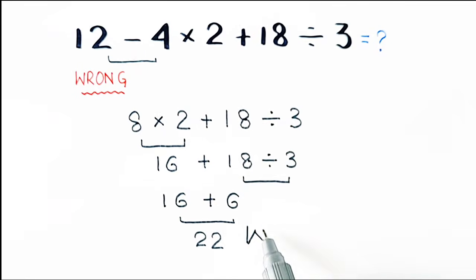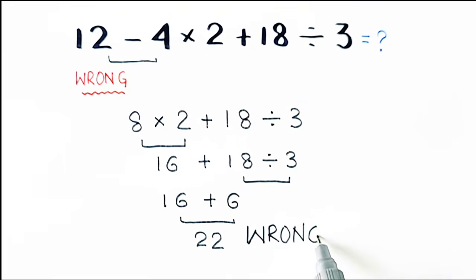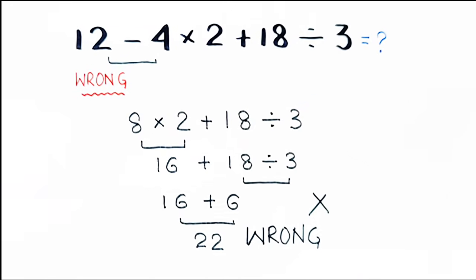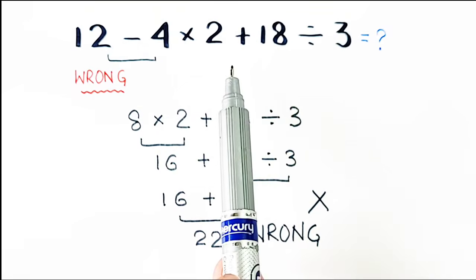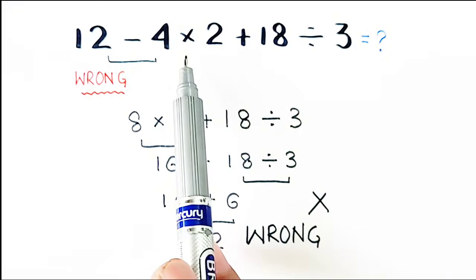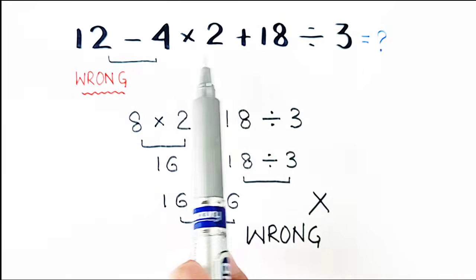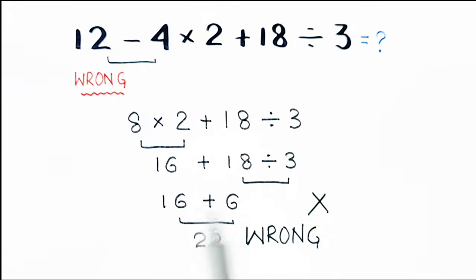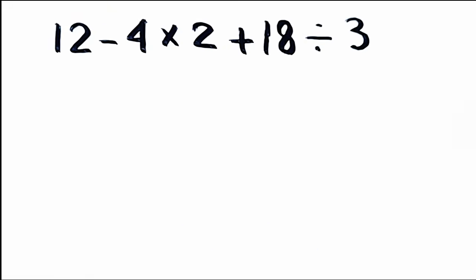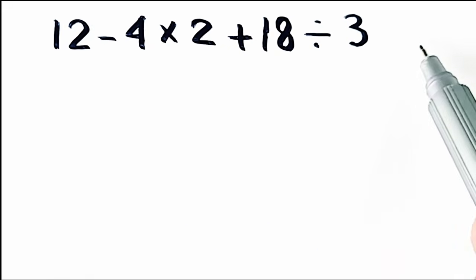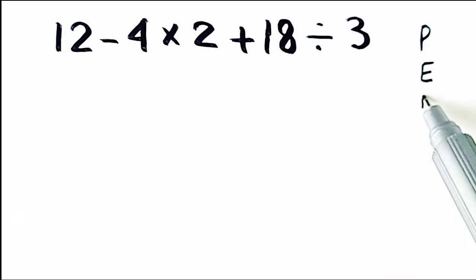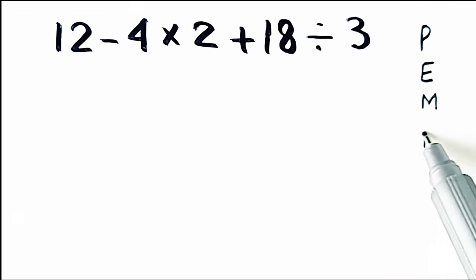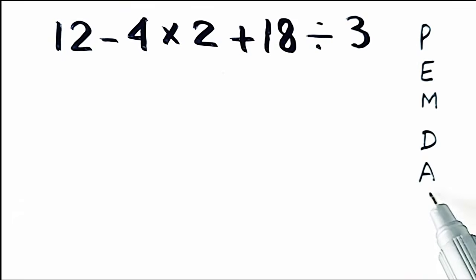But remember that this whole method is wrong. It means we have to resolve this question and follow order of operation, because we have multiplication and division which has priority over subtraction. Let us follow a rule of order of operation which is known as PEMDAS: parenthesis, exponent, multiplication, division, addition and subtraction.